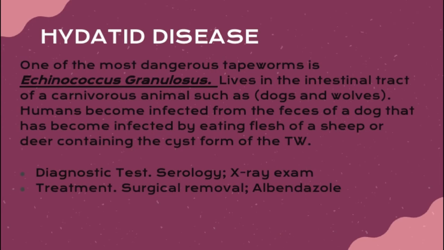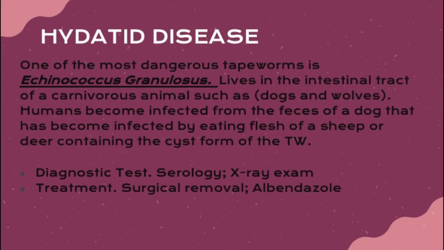Hydatid disease. One of the most dangerous tapeworms is the Echinococcus granulosus. The adult form lives in the intestinal tract of carnivorous animals such as dogs and wolves. So maging infected yung tao from feces of a dog na kuwari nagkain siya ng dog, tapos yung dog naman nakakain ng flesh ng sheep or deer na may cyst form of the tapeworm.